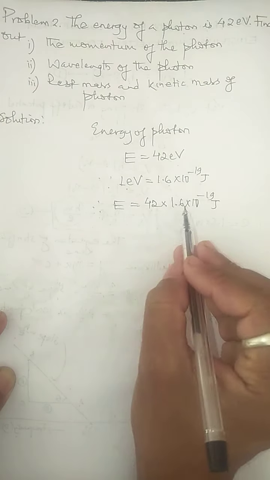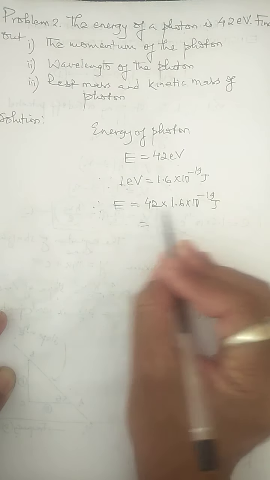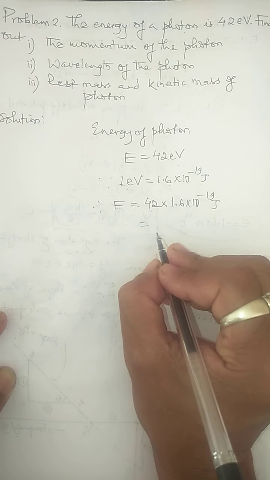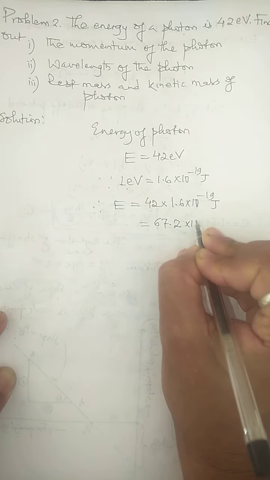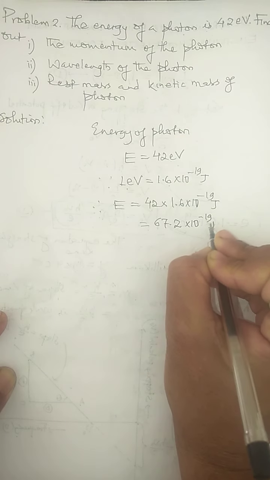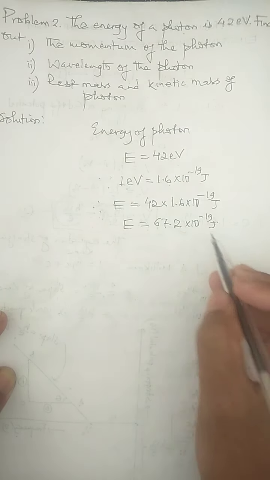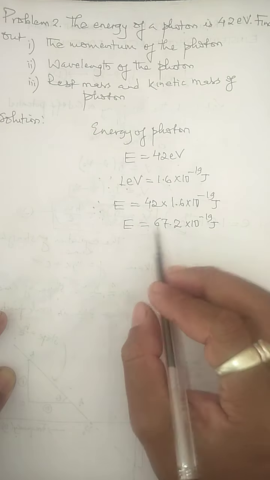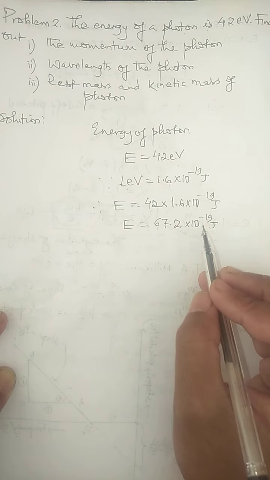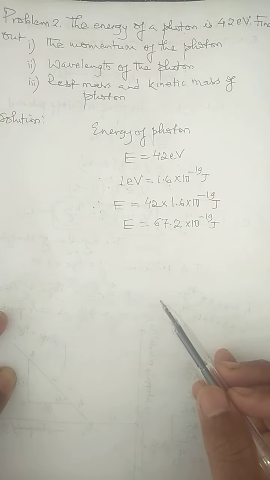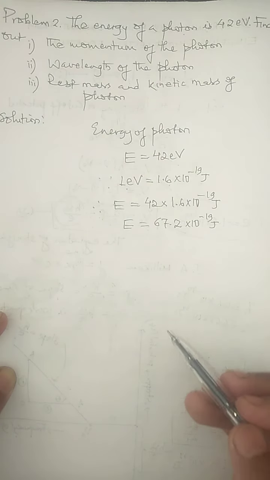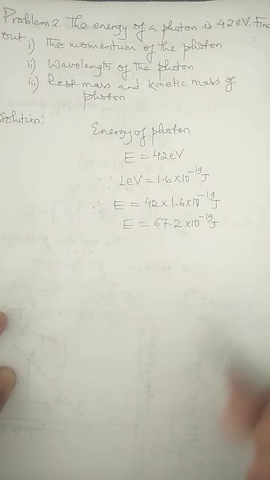Now you can multiply these two values with the help of a calculator. You get approximately 67.2 into 10 to the minus 19 joule. So I am writing the energy in terms of joule, and that is 67.2 into 10 to the minus 19 joule. Now from this, what do we need to calculate? The momentum of the photon.